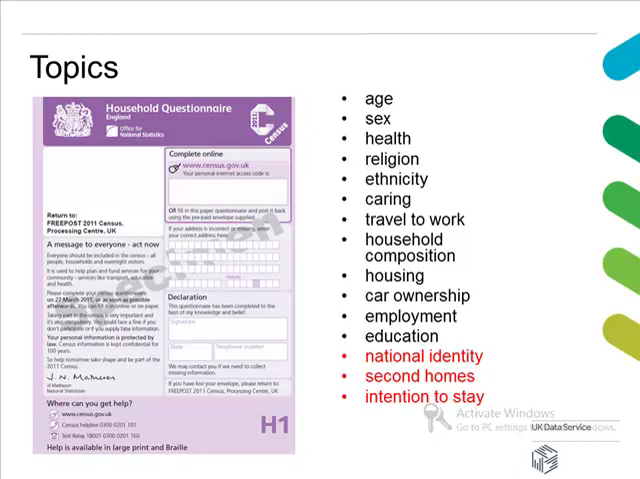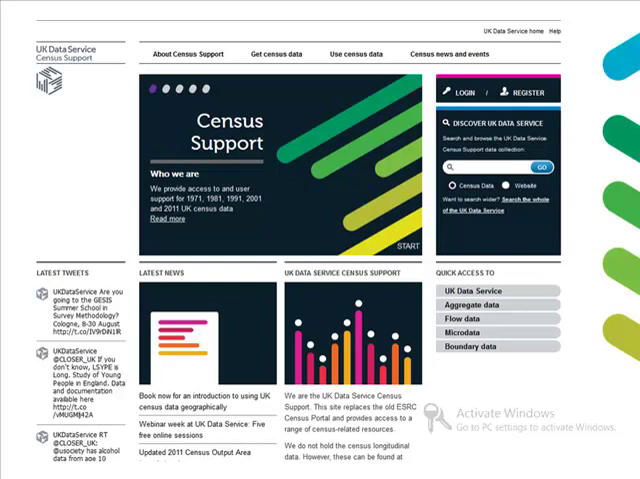Here's our website. We have our own part of the UK Data Service website, and it has all that you'd expect, but the most useful part is probably Get the Census Data, where you can see all the different outputs, and Use Census Data, which contains things like the actual questions, the forms, and the definitions, and there are guides in there as well, so it's worth taking a look. Now I'm going to tell you about the different outputs.